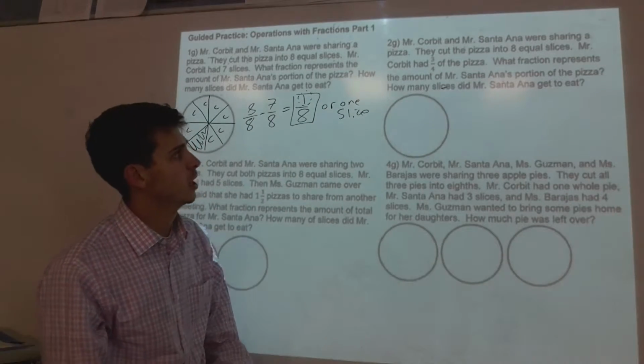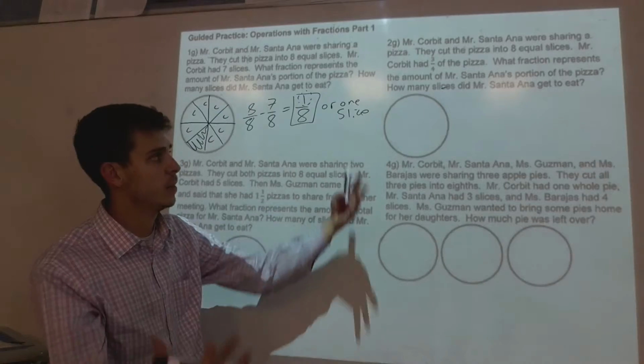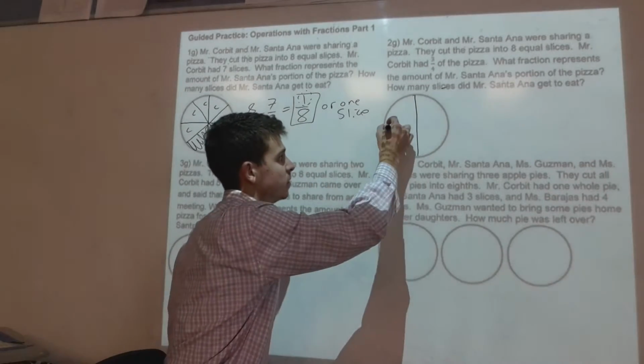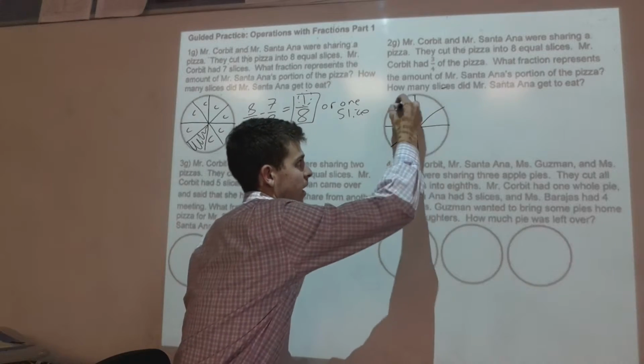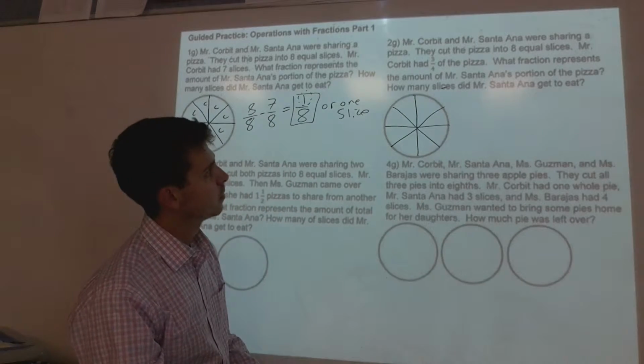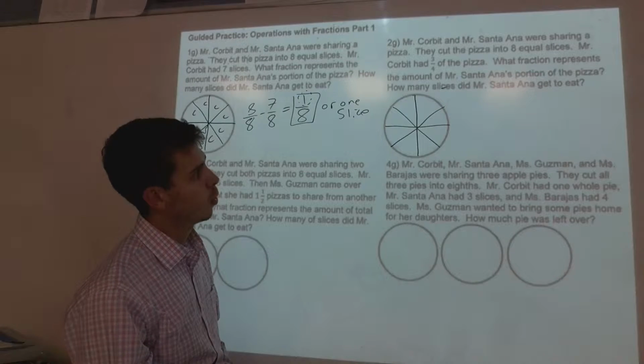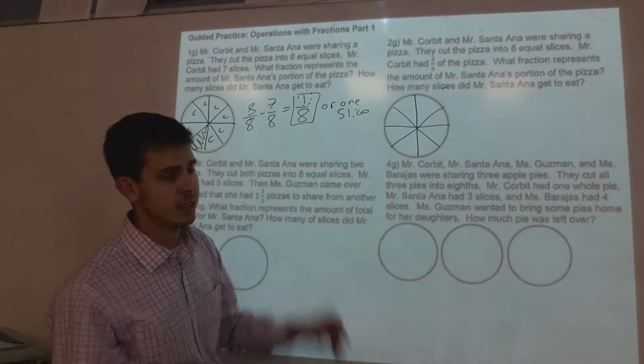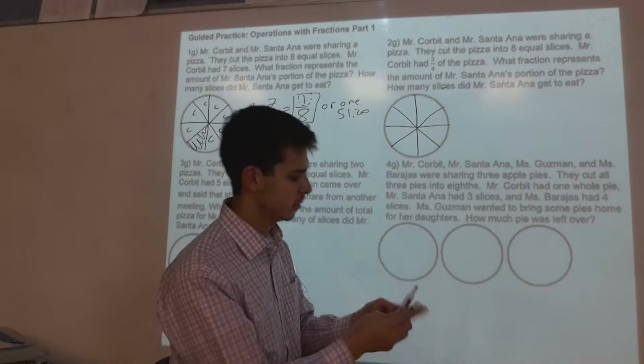Mr. Corbett and Mr. Santa Anna were sharing a pizza. They cut the pizza into 8 equal slices, so it's going to be the same. And that's in halves, that's in 4s, and then here we go, there's 8 equal slices. Mr. Corbett this time ate 3/4. What fraction represents the amount that Mr. Santa Anna got to eat, and what is his portion of the pizza?